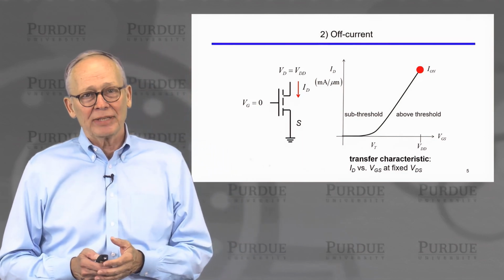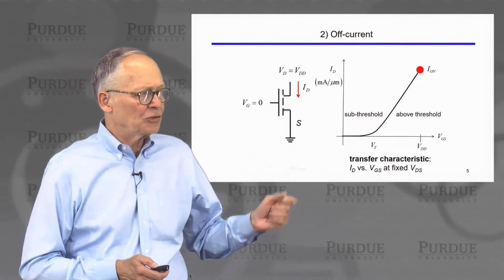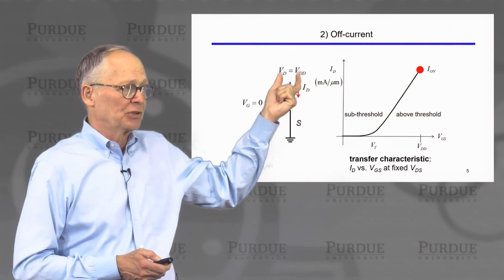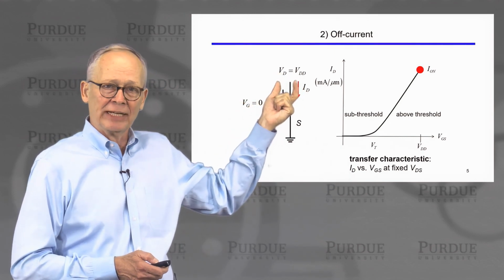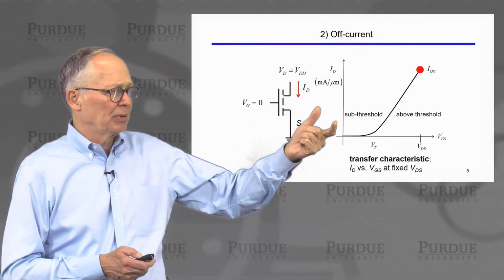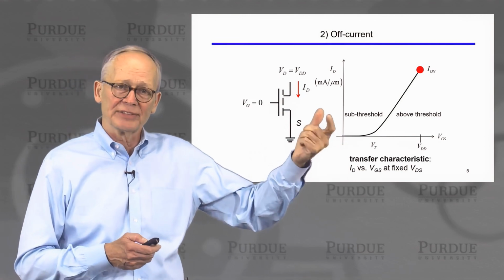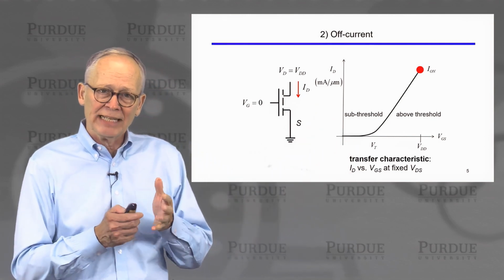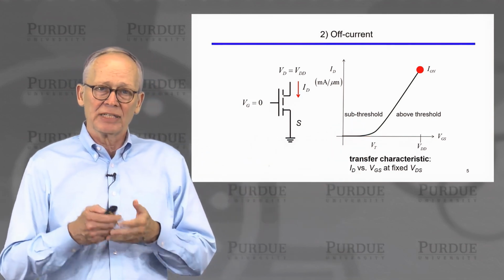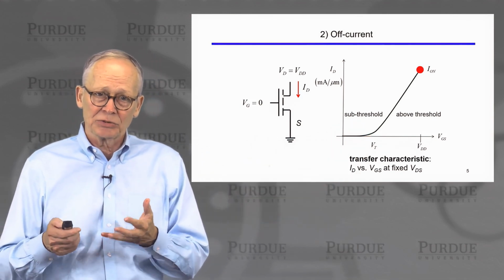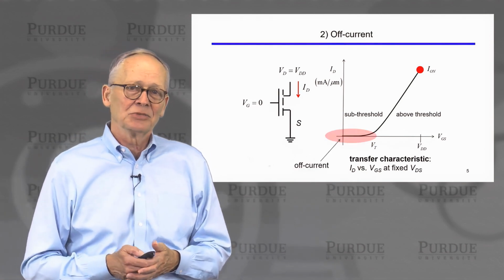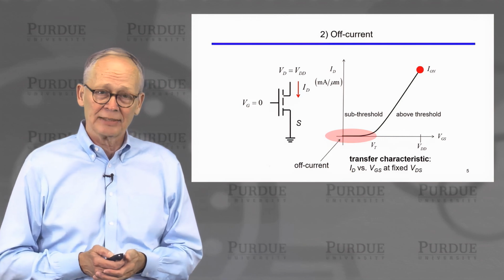Our second metric is the off current. To measure the off current, we put 0 volts on the gate and we put the largest voltage possible on the drain. The transistor should be off, so no current should be flowing. If we plot the transistor characteristic here, we'll see a sub-threshold regime when the gate voltage is below threshold. We'll see an above threshold regime when the gate voltage is greater than the threshold voltage VT. And our off current is this small current that's too small to read on this linear plot.